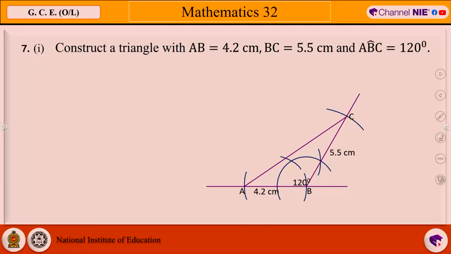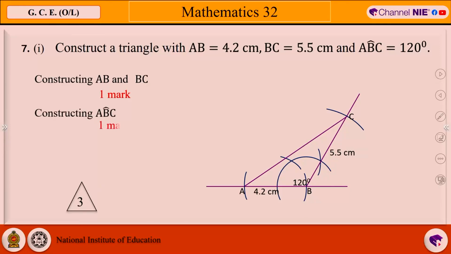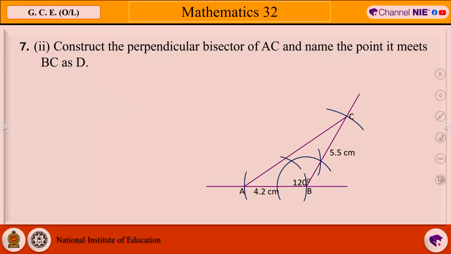If you have done the first part, you will get 3 marks. How do you get these 3 marks? 1 mark for constructing AB and BC, another 1 mark for the angle ABC, and completing the triangle, another 1 mark, altogether 3 marks. Then in the second part, construct the perpendicular bisector of AC, and we have to name the point it meets BC as D. You know how to construct a perpendicular bisector of a given straight line. So, you can apply it here.